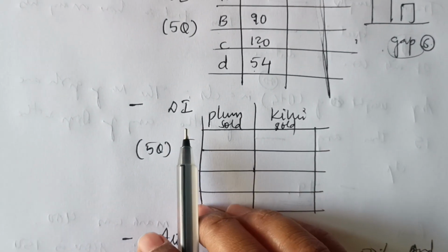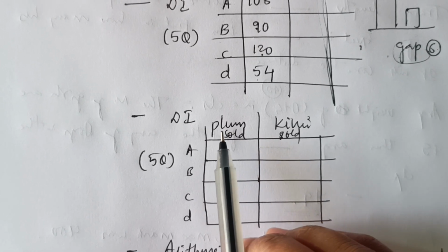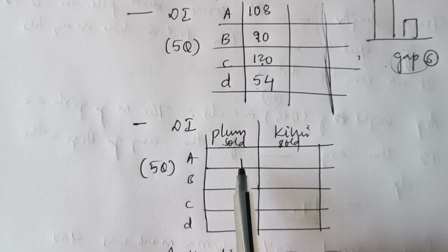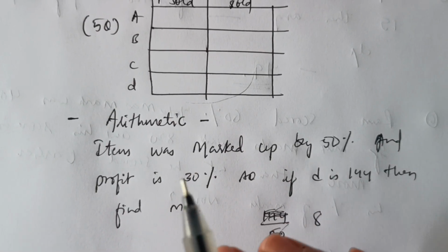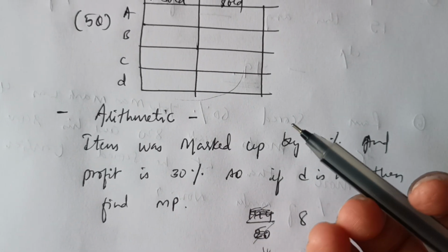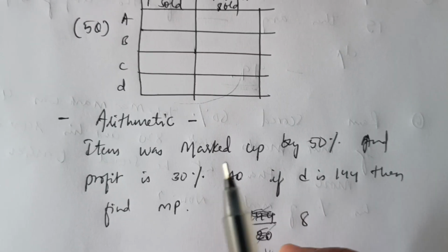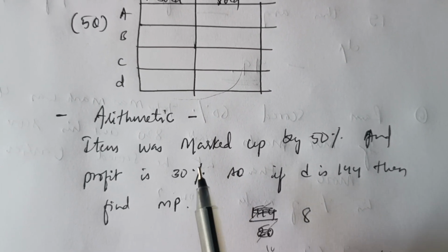Then there was another DI question. It was regarding the number of fruits sold, plums and the number of kiwi fruit sold. Currently I don't remember the data now, but I tried very hard to write down the arithmetic questions which I remember. It may be correct or some data may be missing. So do let me know in the comment section if you know any exact questions related to this.